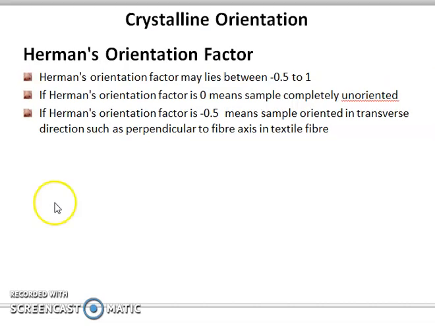The crystalline orientation. X-ray is a very promising technology to find out the molecular orientation, particularly in textile fibers. Molecular orientation is calculated in terms of Hermann's orientation factor, and generally Hermann's orientation factor lies from minus 0.5 to 1. If Hermann's orientation factor is 0, it means the sample is completely unoriented. If the value is 1, it means all molecular chains are completely oriented towards the fiber axis. If the value is minus 0.5, it means the sample is oriented in the transverse direction, perpendicular to the fiber axis in a textile fiber.